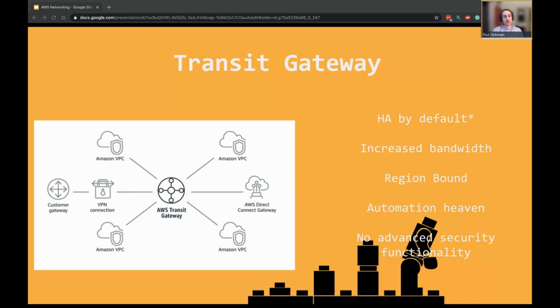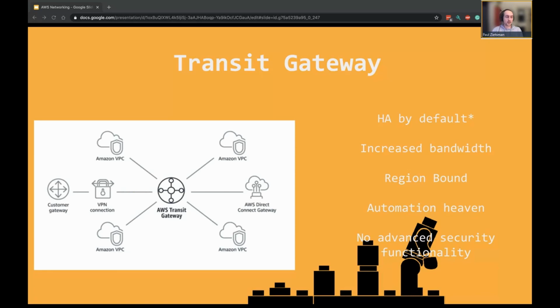It is, however, region bound, so you can't connect a VPC in Ireland to a Transit Gateway sitting in Cape Town. What you can do, though, is peer two Transit Gateways together. So I can have all my VPCs in one region connect to a Transit Gateway in that region, all my VPCs in another region, like Ireland, connecting to my Ireland gateway, and I can peer those two.